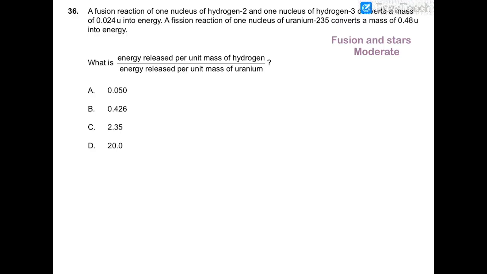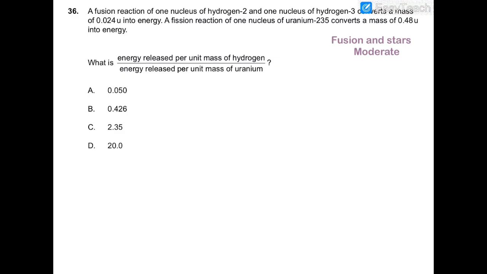In this question, you can see that in a fusion reaction of one nucleus of H2 and one nucleus of H3 converts a mass of this into energy. And in a fission reaction, one nucleus of uranium 235 converts a mass of this into energy. So what is the energy released per unit mass of hydrogen and energy released per unit mass of uranium?